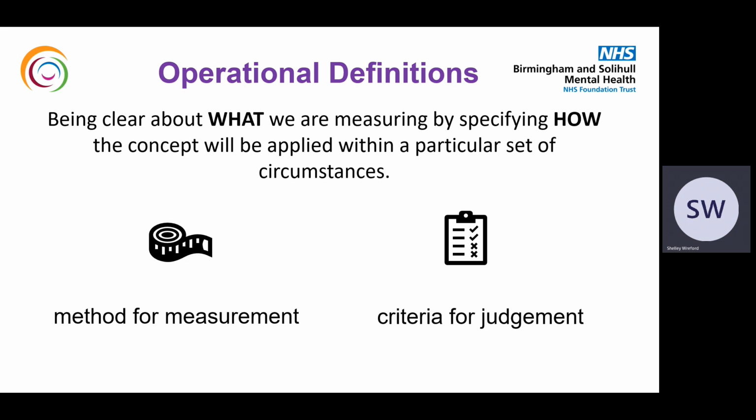Operational definitions are an important aspect of measurement in quality improvement projects. They give communicable meaning to a concept by being very clear about how the concept will be applied within a particular set of circumstances. Operationally defining your measurement includes thinking about what your method for measuring is going to be. This might include thinking about which device you might use to collect your data or what your starting and endpoints are going to be. You also need to be clear about your criteria for judgment, for example, what counts as late or as an error.